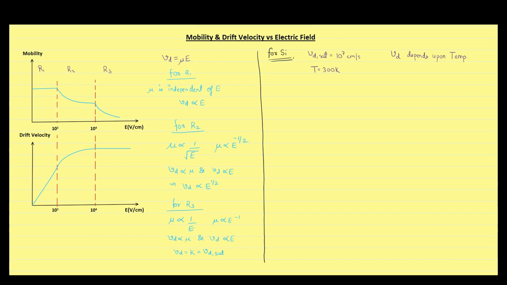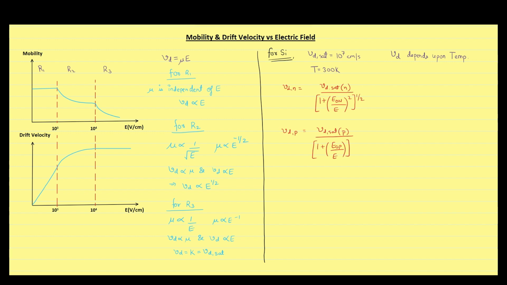of drift velocity. Drift velocity for electrons is given by... Similarly, drift velocity for holes is given by... VD set is the saturated drift velocity, and at 300 Kelvin the saturated drift velocity is of the order of 10 to the power 7 centimeter per second.